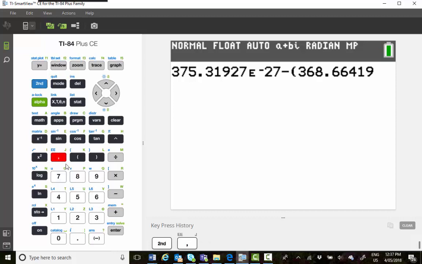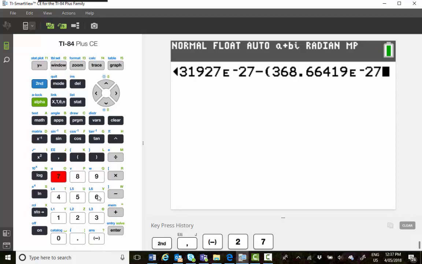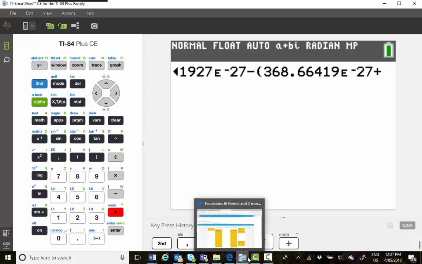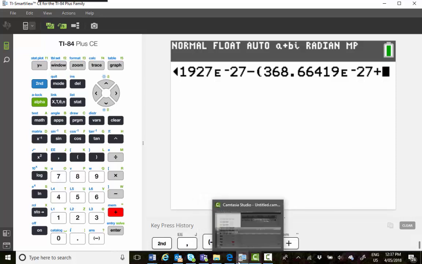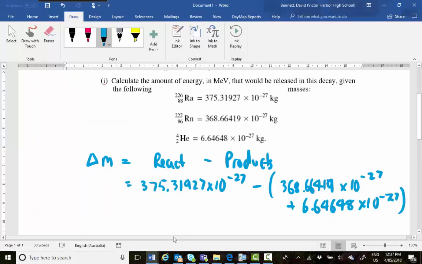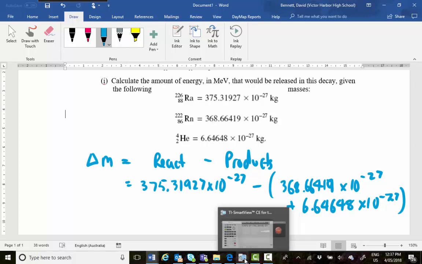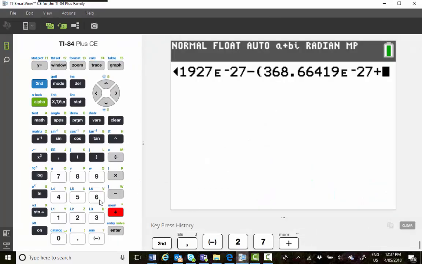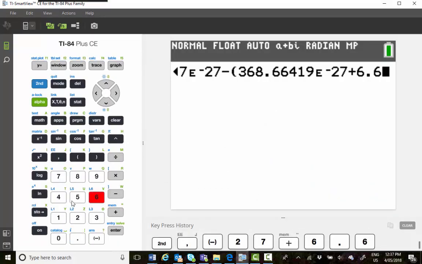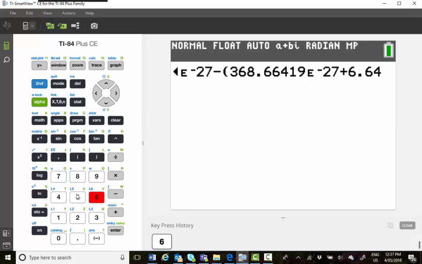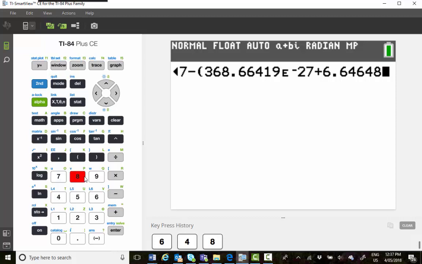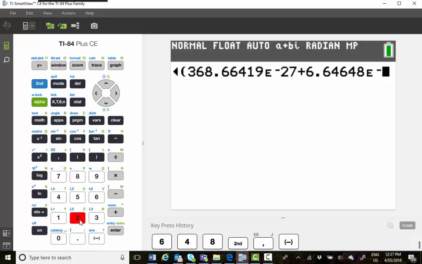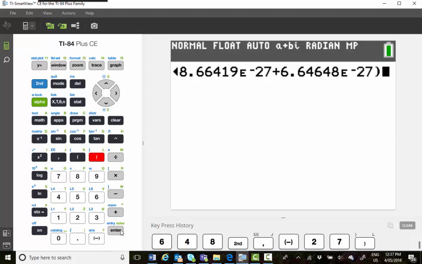8.66419 EE minus 27, and we're going to add, now just double check what that mass was. That mass was in our other thing, it was 6 point. Okay, so that's why the difference there, how they're doing that, just to make it easy for you so you don't make a mistake. So then that's 6.64648. That's right, and then that's E to the minus 27. And then close our bracket and enter.